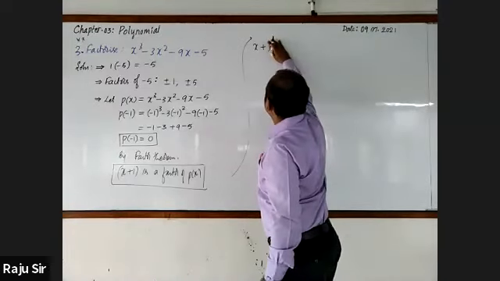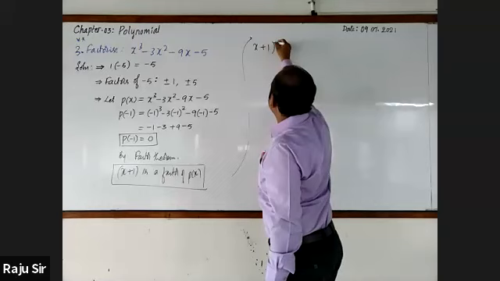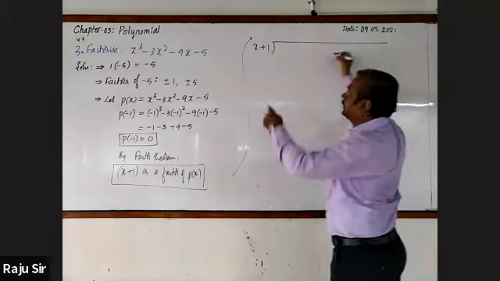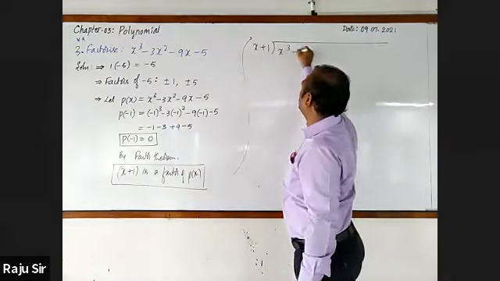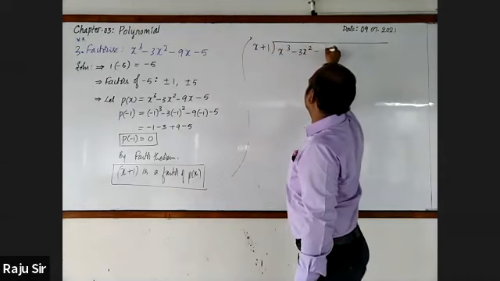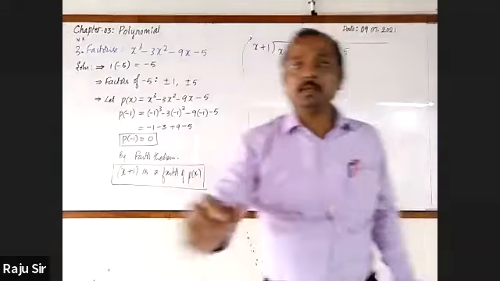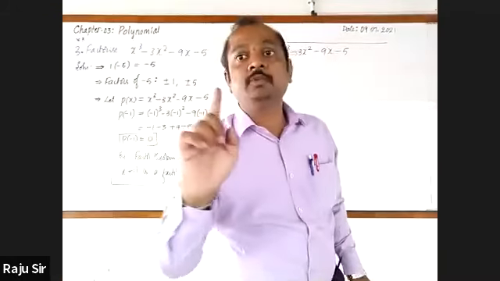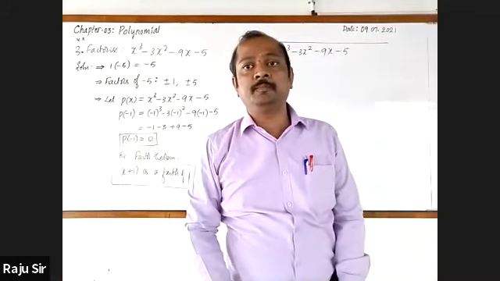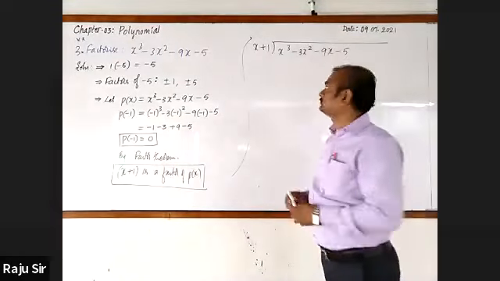Let us divide the polynomial x cube minus 3x square minus 9x minus 5. Please do remember, if it is not in standard form, you must write that in standard form. Then you can continue to divide.